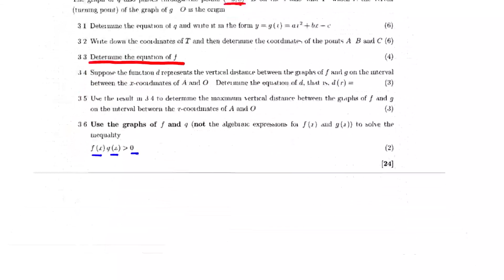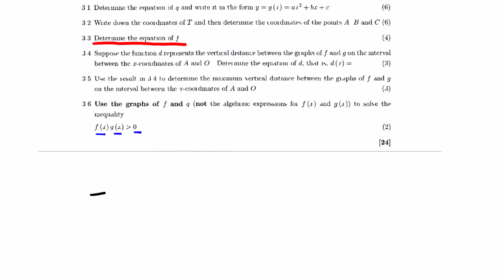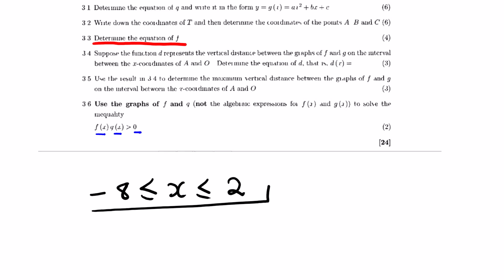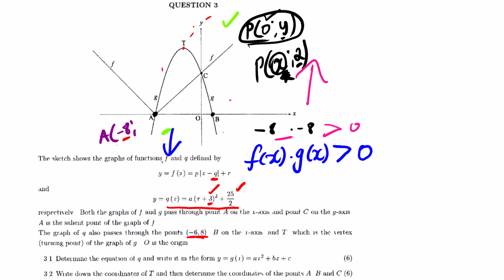Now, how do you answer this question? From negative 8, all the values from negative 8 up to 2, this is how we answer it. From here up to here. From this point up to this point, both of these graphs are on the positive side of the y-axis.